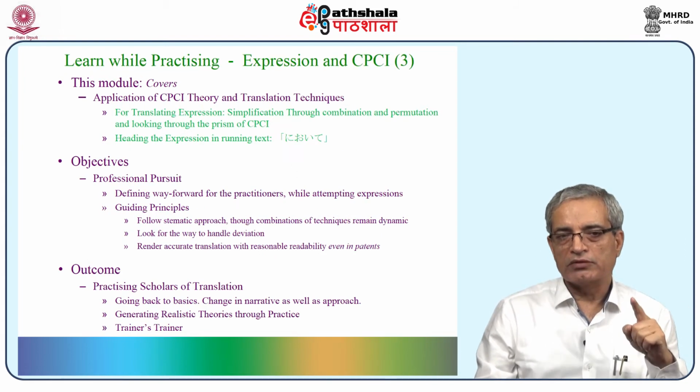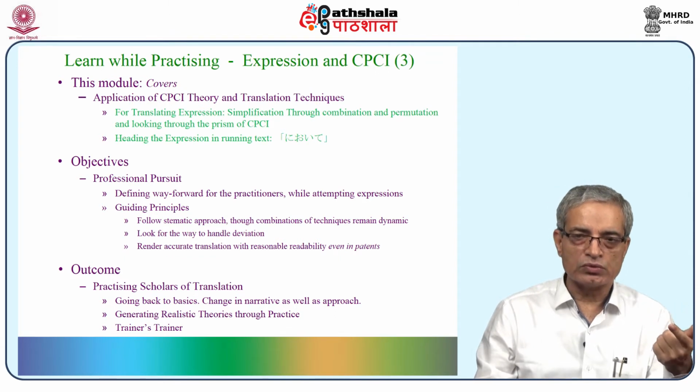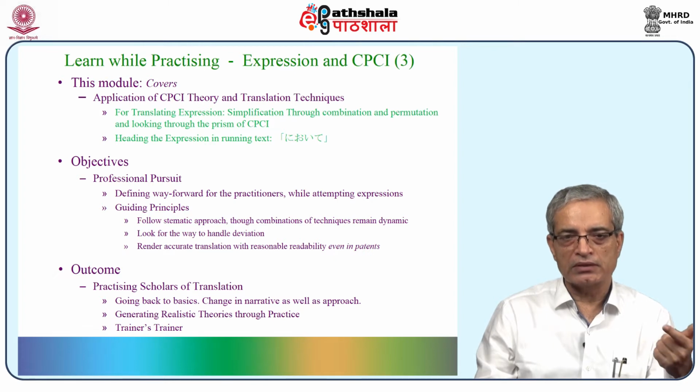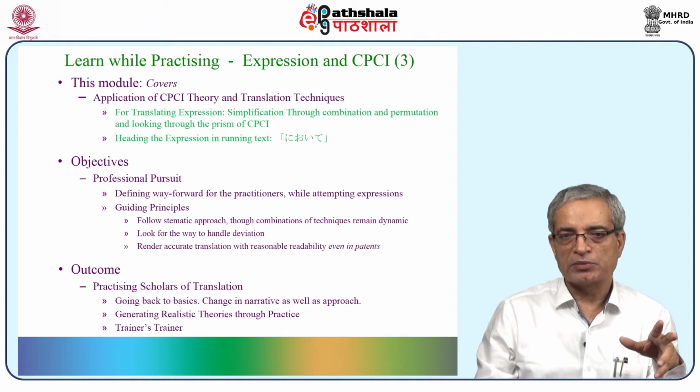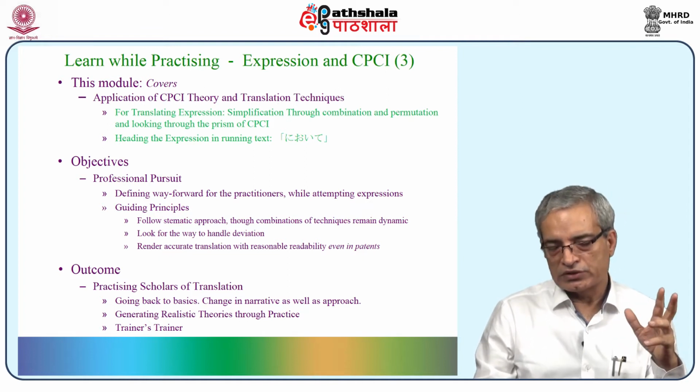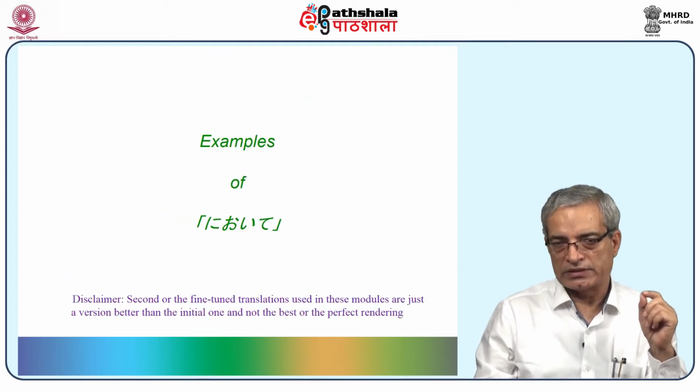In this module, we'll be covering again the application of CPCI theory and some translation techniques, using the translation techniques for translating expressions, simplification through combination and permutation, and looking through the point of CPCI is the key. And the expression which is taken up in this particular module is nioite. Other things were the same as the previous module, so I skip the other explanation. Let's go into the examples of nioite.